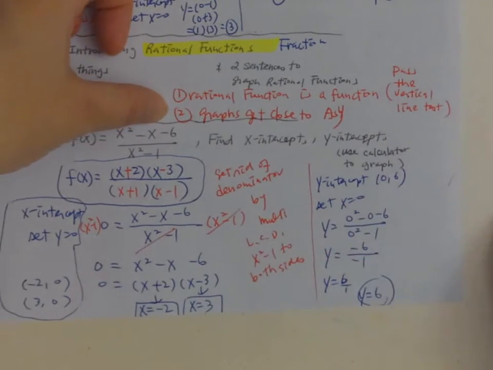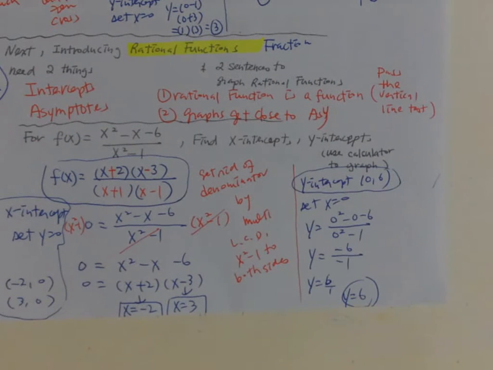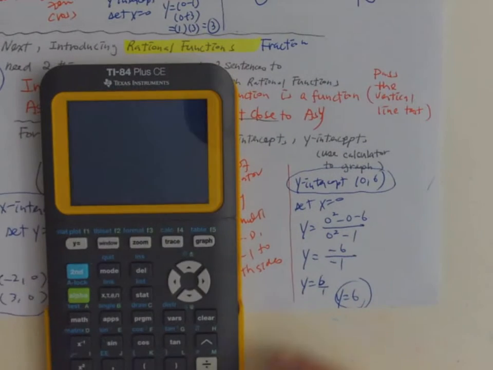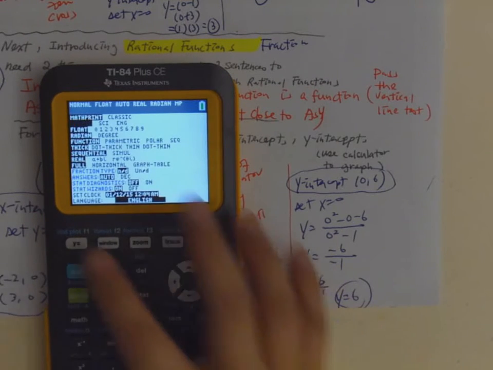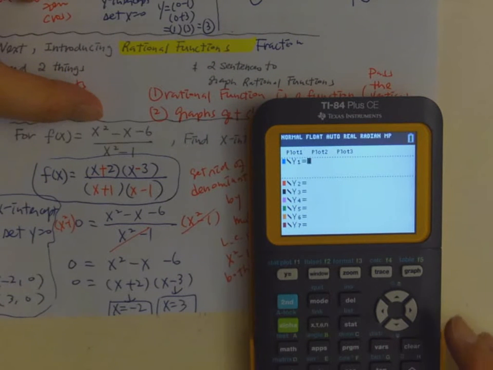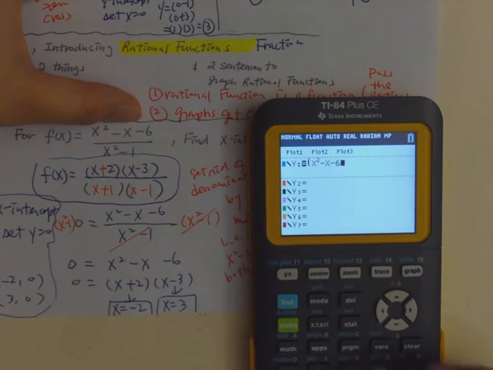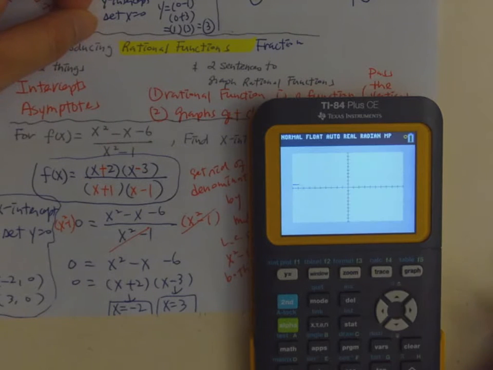Alright, so we got both my x and y-intercepts, and they ask you to use your graphing calculator to graph. So let's try it. Second quit. Y equals, I'm going to clear that. So I have a fraction here, right? Very important: make sure you put a parenthesis around the top part. So x squared minus x minus 6, close your parenthesis for the top part, divided by the bottom part, x squared minus 1. Close it, and then we can try to graph it, right?